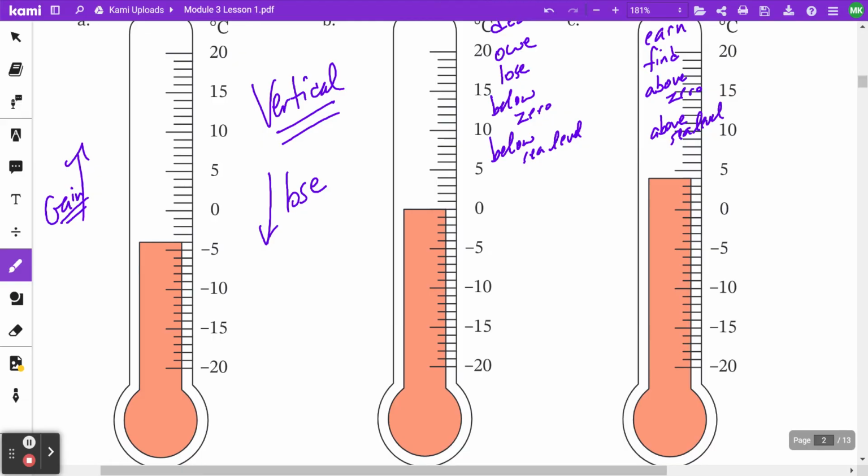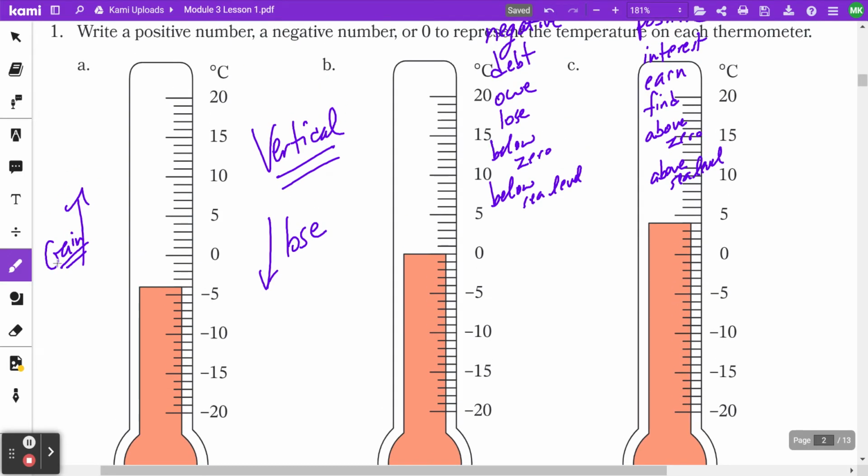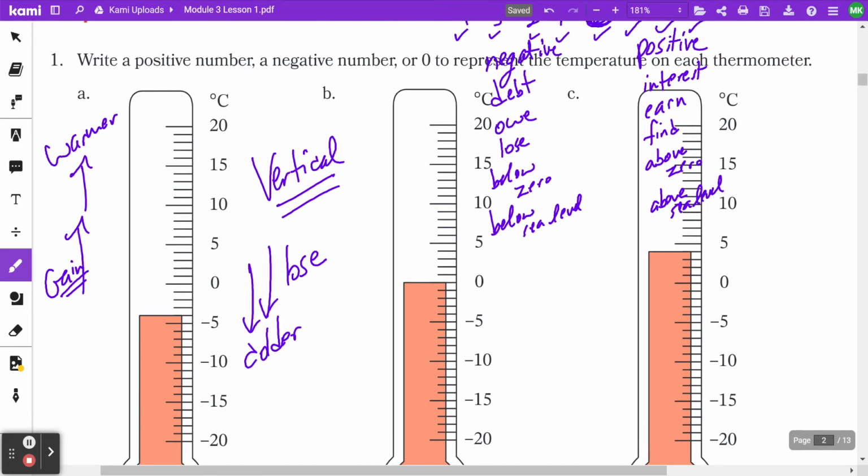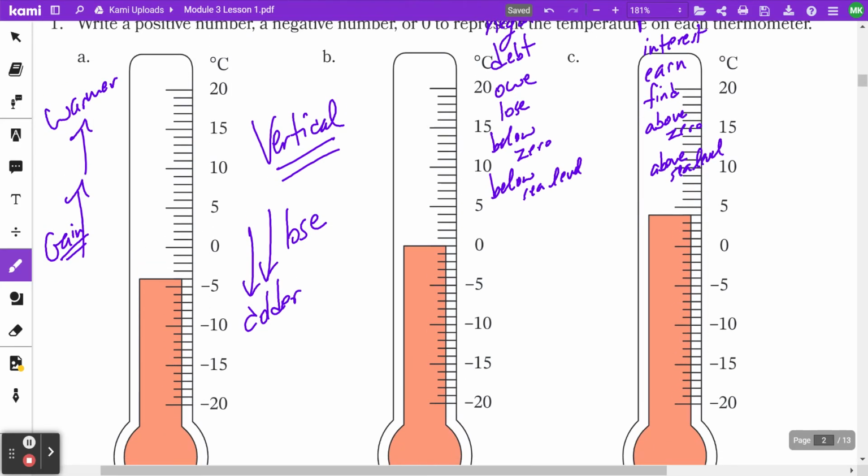Okay. Now this is temperature, right? So in this case, as things go up, things get warmer, right? And as things go down, things get colder. Okay. And that's true for the entire number line, up and down.